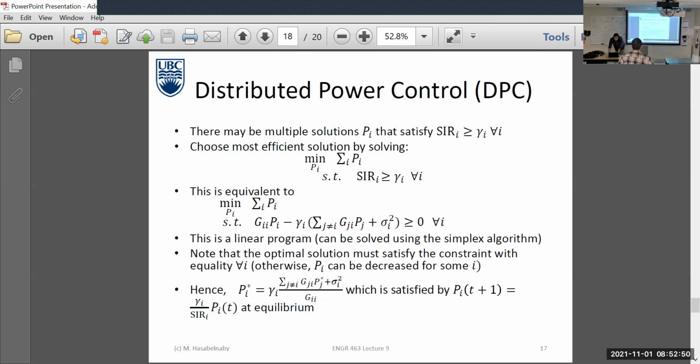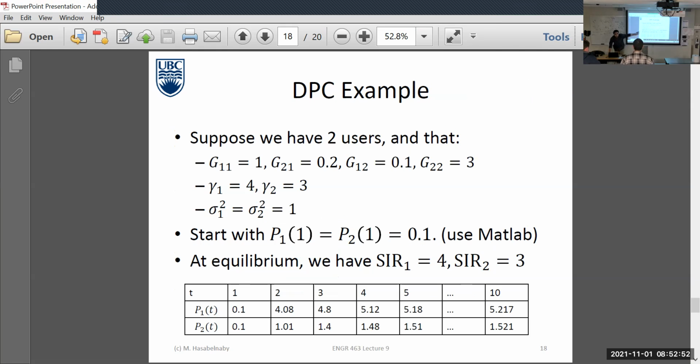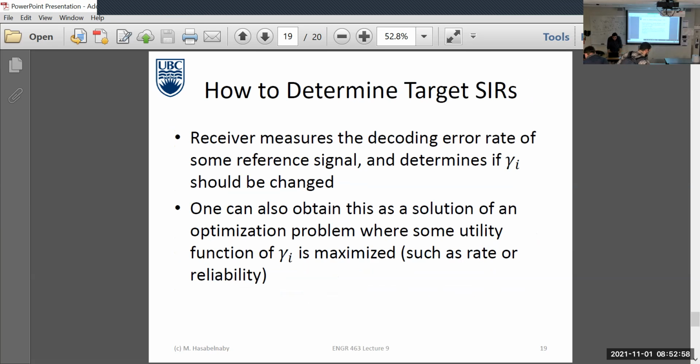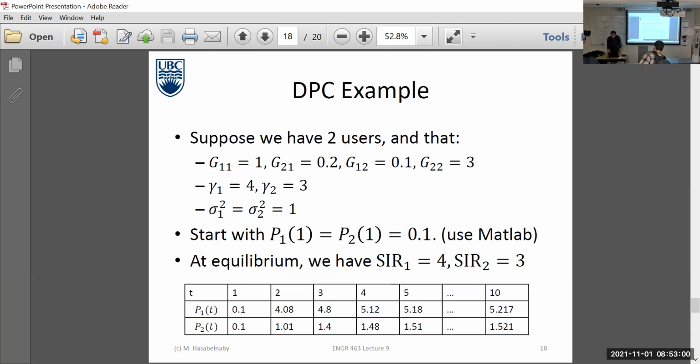Okay, to achieve the required signal quality. Is this clear to you? Does anyone have any question? I will upload this MATLAB code to you to understand more of the basic idea of distributed power control. And this is the example that I discussed in the MATLAB code.